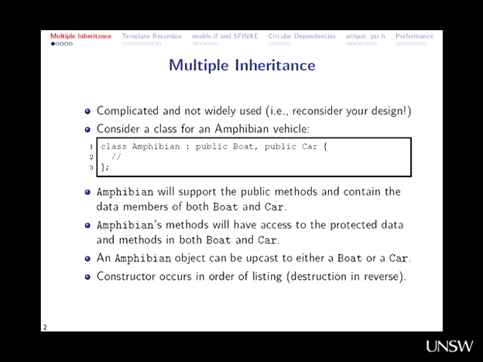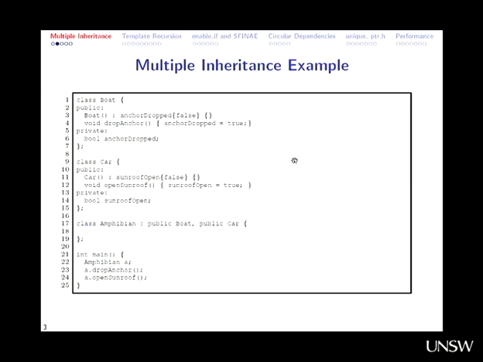I'm going fast because, again, this isn't in the exam, but this is, in a way, revision about how the ordering of these constructors works. So here's an example of multiple inheritance in action. We have a boat, and a boat has an anchor that you can drop or not, and it's just a boolean. We have a car, and on the car you can open the sunroof.